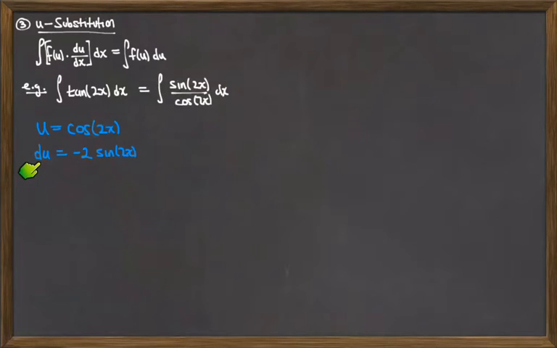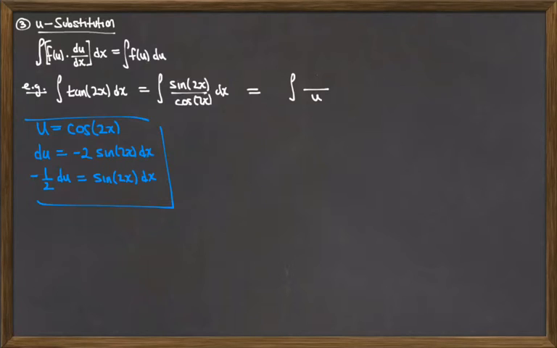I've written this as a differential, so du here, I bring the dx over, and I have minus 2 sine of 2x dx. I don't see any minus 2 in my original integrand, so I'm going to divide both sides by minus 2, and I'll have minus 1/2 du is equal to sine of 2x dx. We're now ready to do our substitution. It's 1 over cosine 2x, so that's 1 over u. And then my sine of 2x dx is replaced with minus 1/2 du.